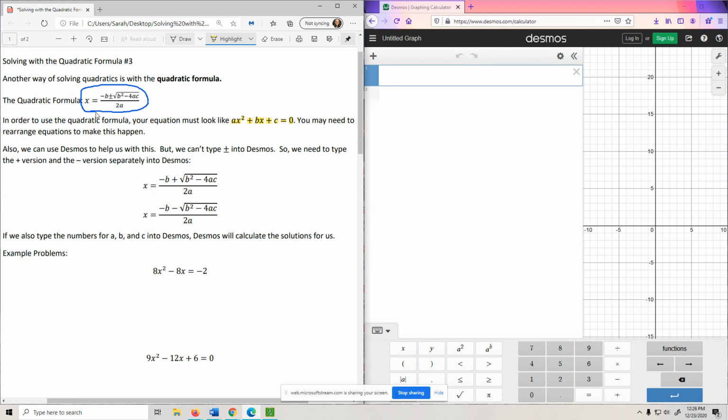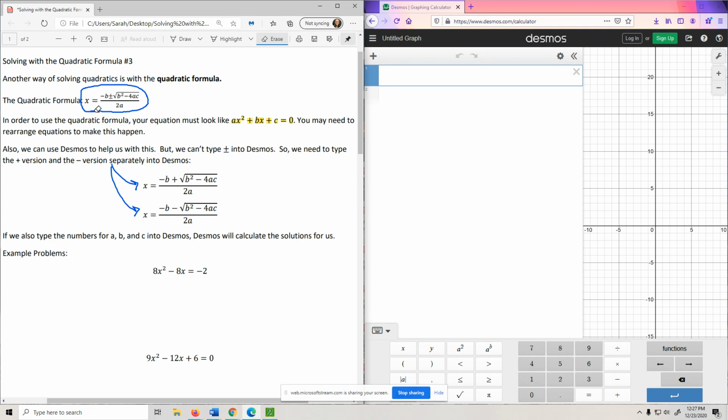We'll use Desmos a lot, just like we've been doing. Remember that since Desmos does not have the capability to do the plus and minus sign, you type in these two separate versions into Desmos. One with a plus sign right here, one with a minus sign right here. That's what we've been doing so far, nothing different there. So we will just pick up where we left off.